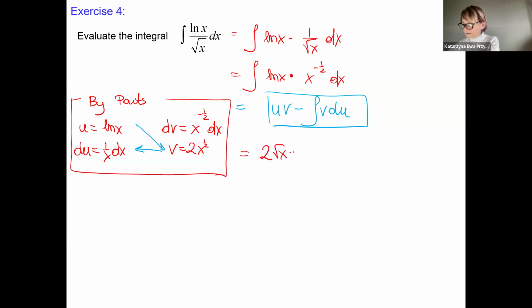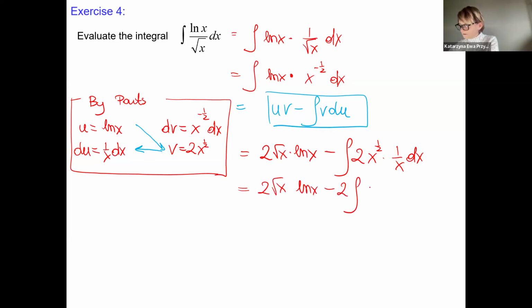2 square root of x, natural log of x, I can do square root of x here, minus 2 times x to the power of 1/2 times 1 over x dx. Let's simplify. Actually, I can do square root of x, but we have to simplify this anyway.